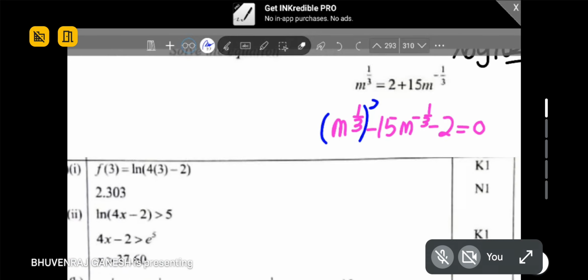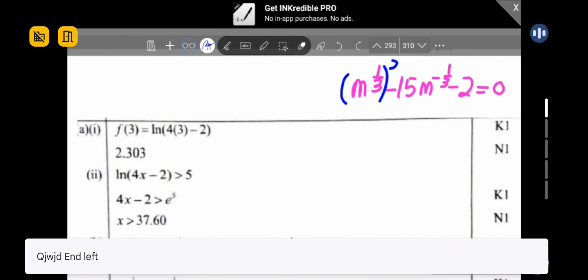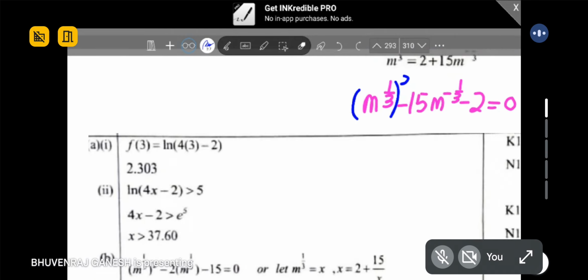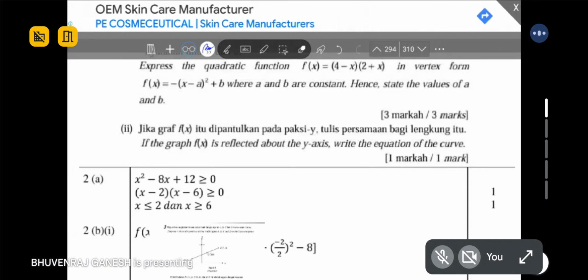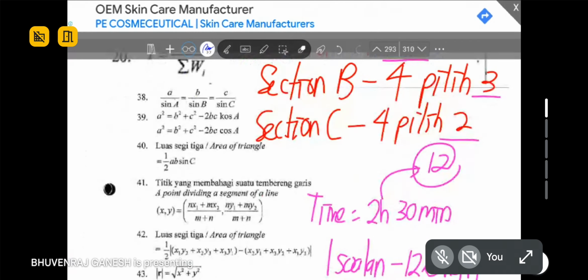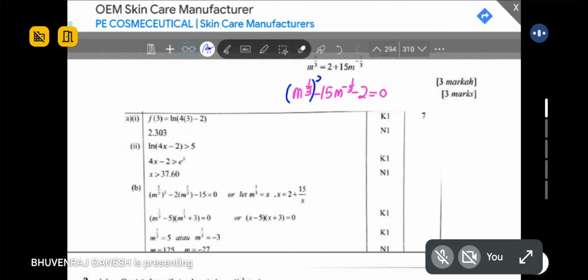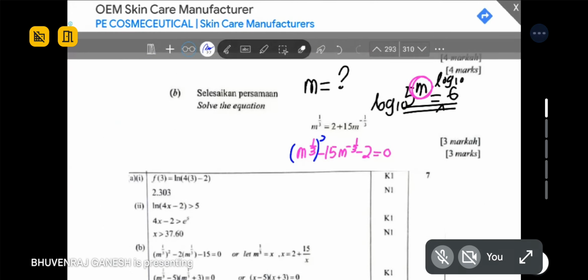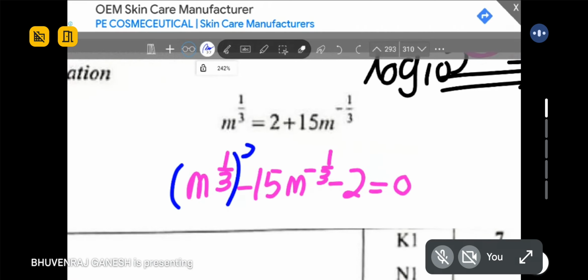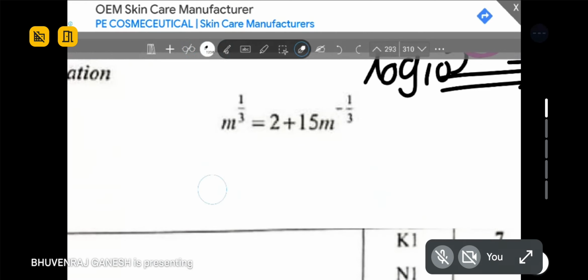Wait ah. Is there a mistake in the question? Sorry. Wait ah. Let me check and see guys. Because it looked different. The answer. Oh, okay, I get it already. Dapat. Okay, guys. What you can do, right? You do like this. Okay.